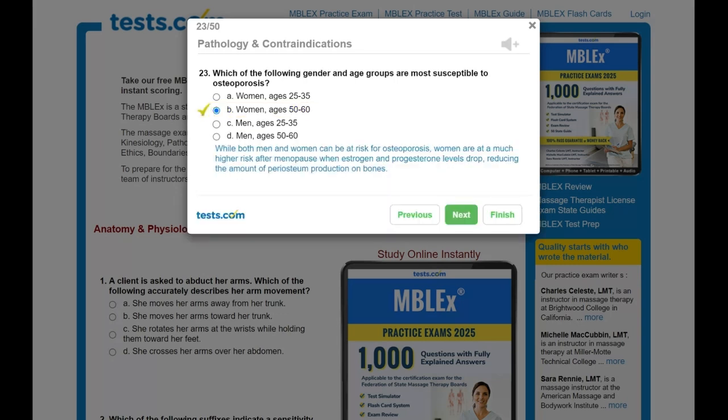B. Women ages 50 to 60. While both men and women can be at risk for osteoporosis, women are at a much higher risk after menopause, when estrogen and progesterone levels drop, reducing the amount of periosteum production on bones.